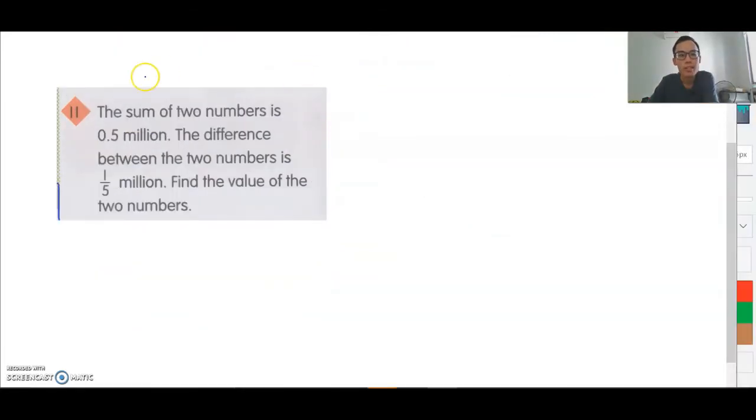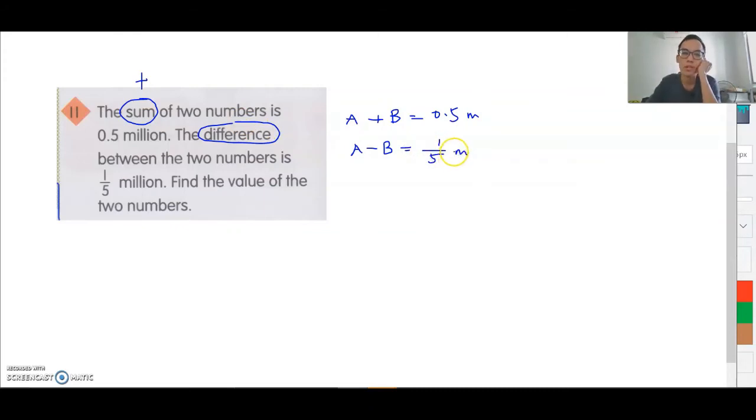Question 11. The sum. How do you get the sum? You plus, then you get the sum. The sum of two numbers is 0.5 million. So let's say the first number is A, the second number is B. So A plus B is 0.5 million. And then the difference, when you see the word difference, we minus, between the two numbers is 1/5 million. So let's say A minus B or B minus A is 1/5 million. Find the values of the two numbers.